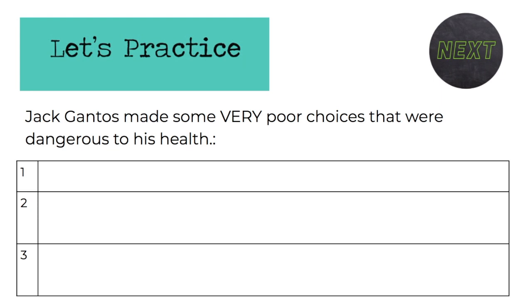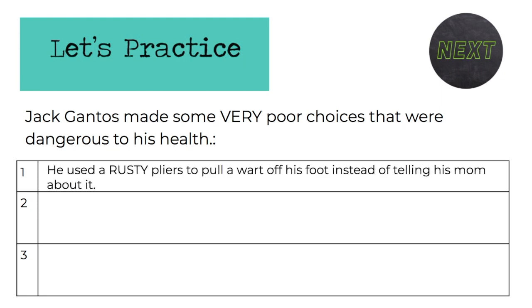health. So, one thing from the story that you might point to is that he used a rusty pliers to pull a wart off his foot instead of telling his mom about it. That was a very poor choice that made him extremely sick.